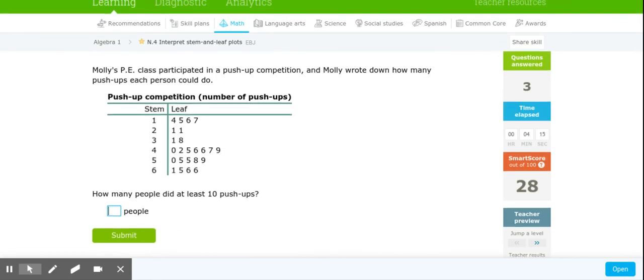All right. This one's actually fairly easy, so we'll just do this one, and then I think that'll be enough. So Molly's PE class participated in a push-up competition. Molly wrote down how many push-ups each person could do. How many people did at least 10 push-ups? You'll notice here that our first stem is 1, and our first number is 14, so that's already more than 10. So everybody here did more than 10 push-ups, so let's count and see how many people there are total.